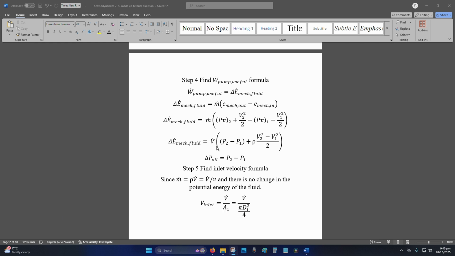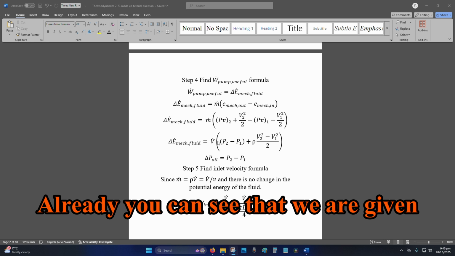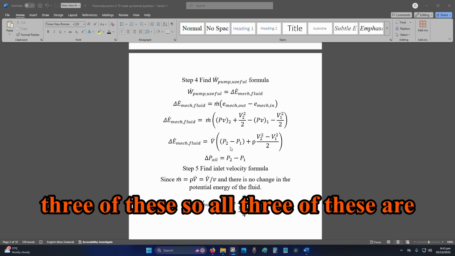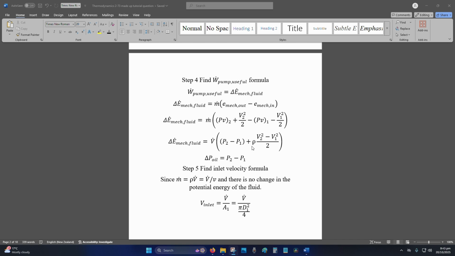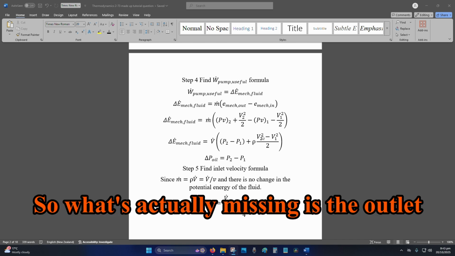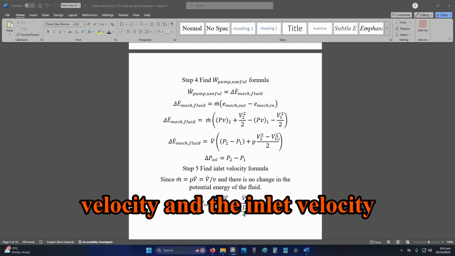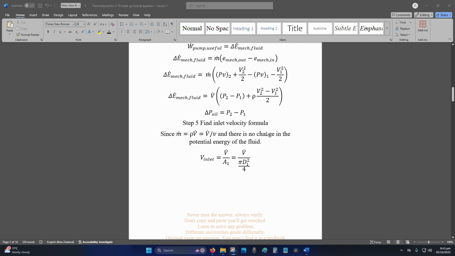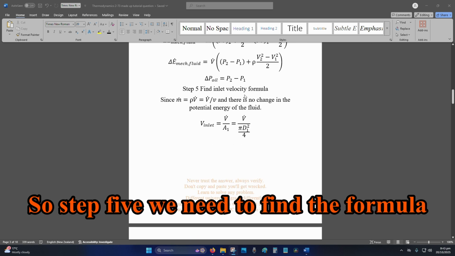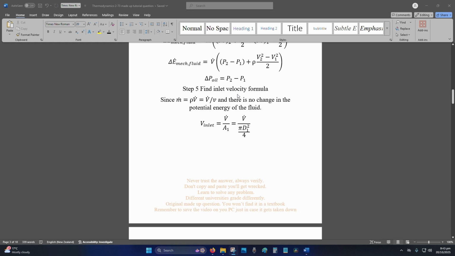So already you can see that we are given 3 of these. All 3 of these are given in the question. So what's actually missing is the outlet velocity and the inlet velocity. So step 5, we need to find the formula for the inlet velocity.